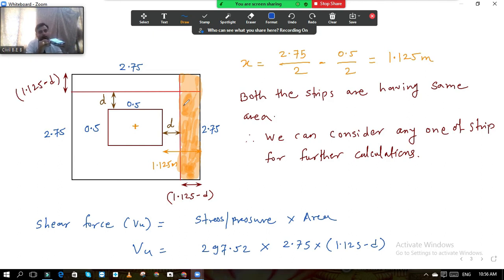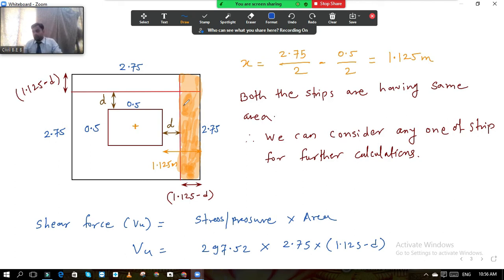This is the part of the footing, but at a distance d, due to the shear force, it will fail like this. So which area will come into contact? This area will be the area of contact. This area you should consider for the calculation. And how much is that area? This is 2.75 and this is d.